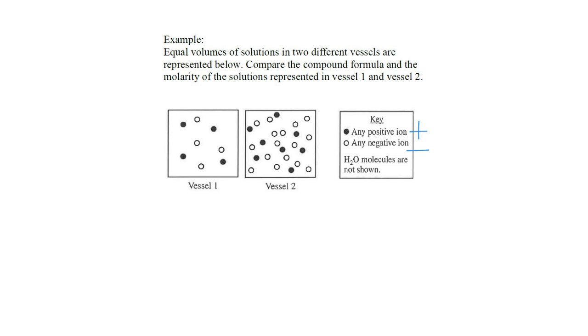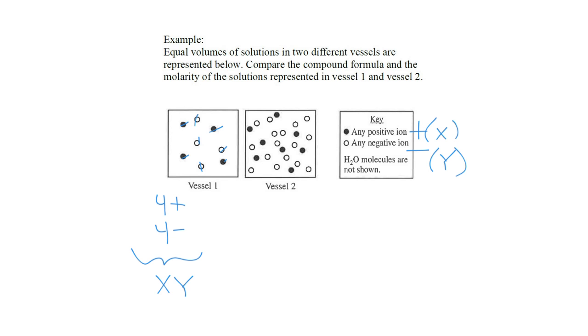So in vessel number 1, I have 1, 2, 3, 4 positives. Sometimes it helps just to cross them out while you're counting them, to make sure they got counted. So 4 positive ions, then I have 1, 2, 3, 4 negative ions. I'm going to call my positive ions X and my negative ions Y. Since my ratio here is 1 to 1, I have 4 of each. That formula is just going to be XY.